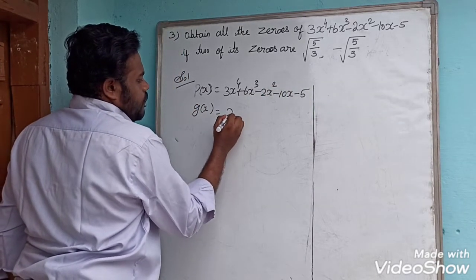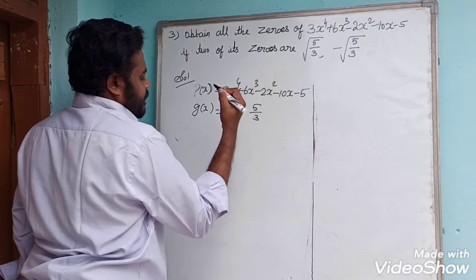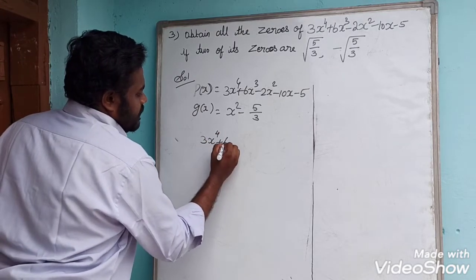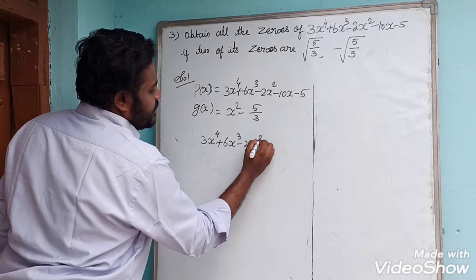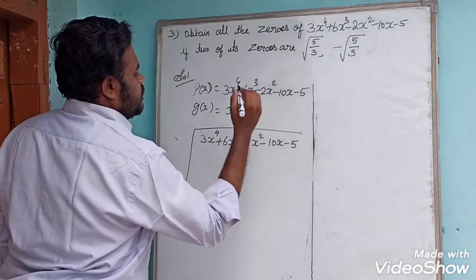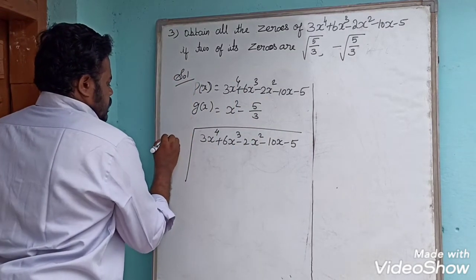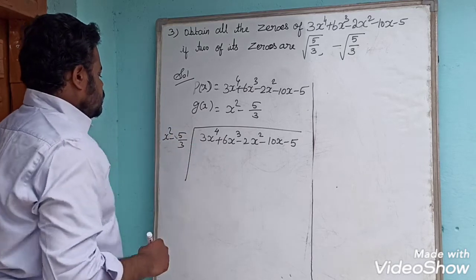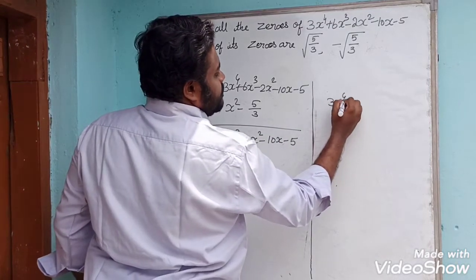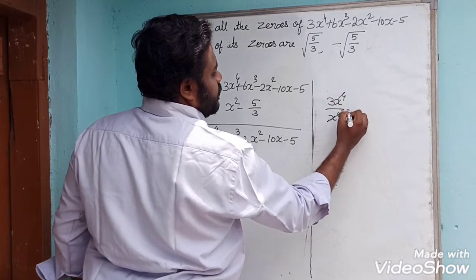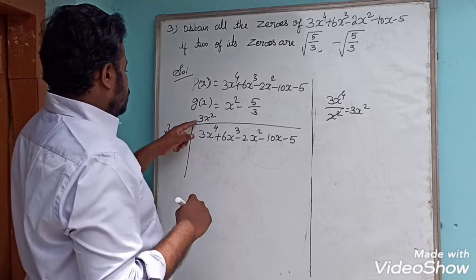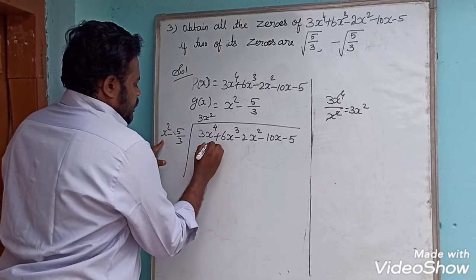And then g of x equal to x square minus 5 by 3. So now we divide 3x power 4 plus 6x cube minus 2x square minus 10x minus 5 by x square minus 5 by 3, normal division method. So first we have to compare the first term. 3x power 4 divided by x square, so we get 3x square. We multiply with 3x square. So 3 into 1, 3x power 4.